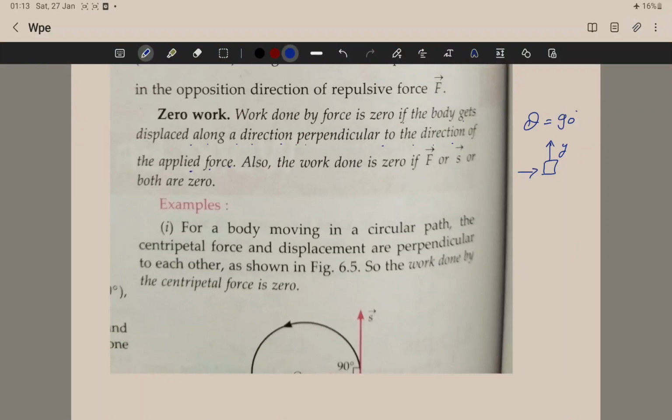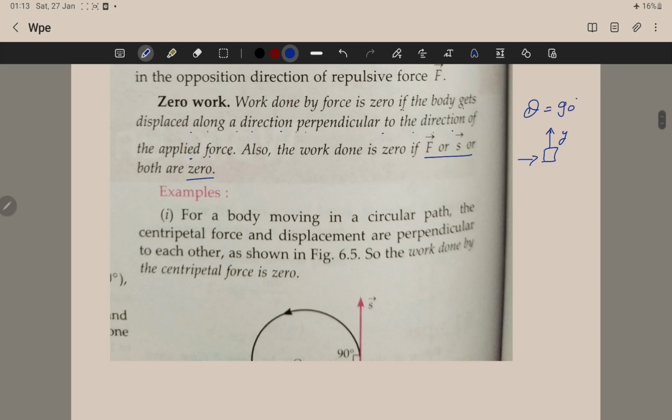Work is zero when the body gets displaced along the direction perpendicular to the direction of the applied force. Also, the work is zero if the F vector or the S vector is zero. If a force is present and the body is also displaced, but it is displaced in the direction perpendicular to the direction of force, then also work is zero.